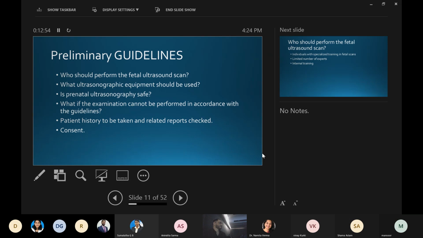So before going to the guidelines of the scans as such, first we'll go through some preliminary guidelines: who should perform fetal ultrasound and what equipment should be used. Is ultrasound safe in pregnancy? What if the examination cannot be performed in accordance with guidelines? And of course, before anything, basics first: patient history and all related reports should be checked before starting the scan, and take consent wherever needed, such as TVS or fetal interventions.